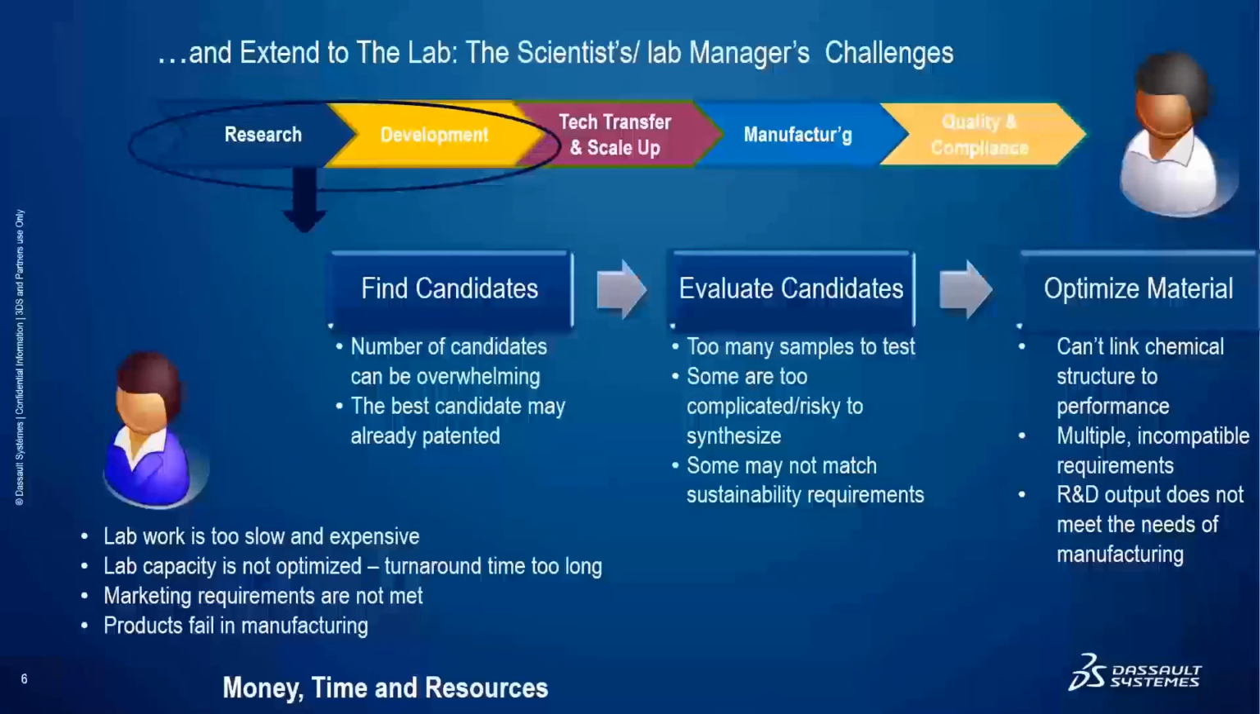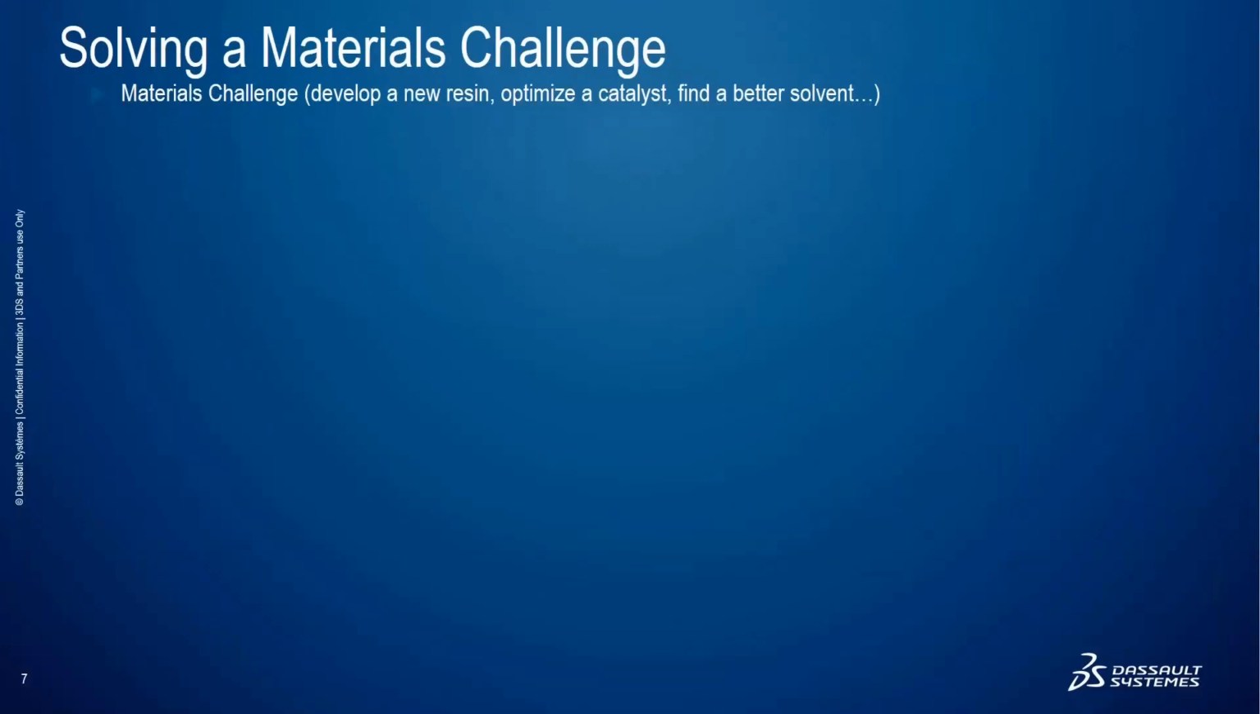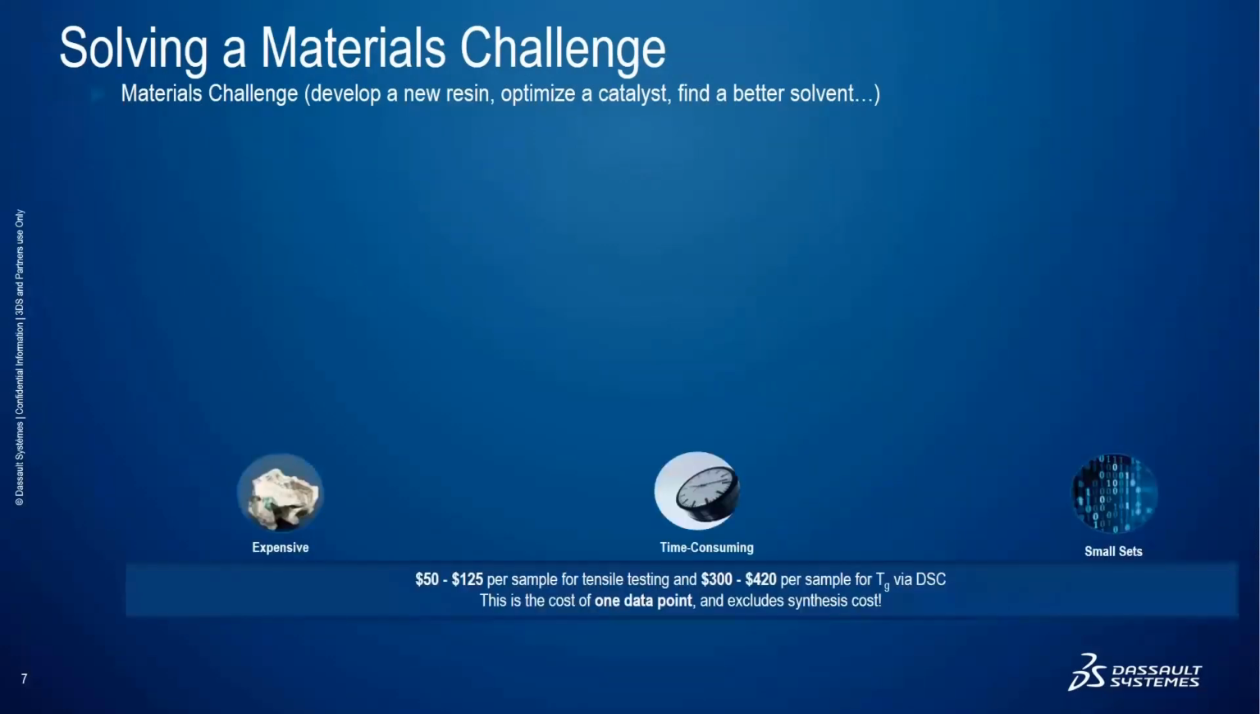And this story is not just for material manufacturers; it's also for academics, because in academia you're trying to find new material for a specific application. So how do you solve the material challenge, right? It could be a new resin. It could be optimizing a catalyst. It could be finding a better solvent. Whatever you do, these are expensive. They're time consuming. They are small sets. And I'm just giving some examples. And I think you know more than me about the cost of doing experiments.